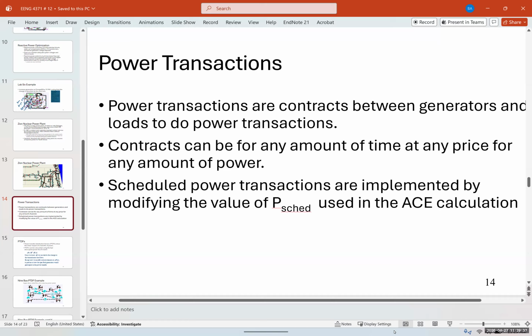Now, these scheduled transactions get entered into the energy management system as a scheduled interchange value. This value feeds into the area control error calculation, which is what the automatic generation control system uses to keep generation matched to load in real time.